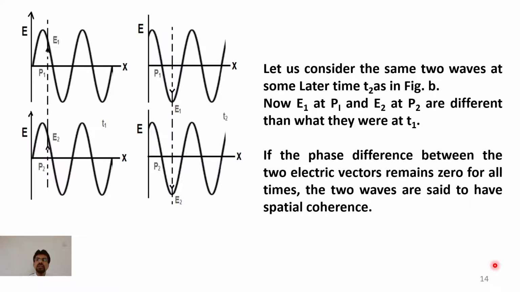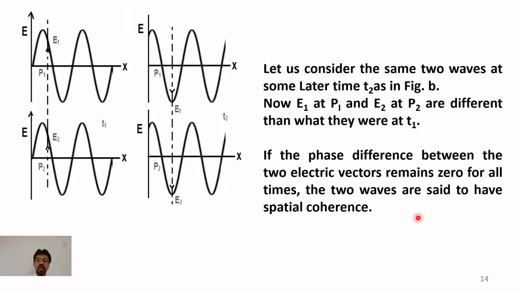Now let us consider the same two waves at some later time, say t2, which is shown in this figure B. Here the electric field vector E1 at the point P1 and E2 at the point P2 are different than they were at t1. That means the points P1 and P2, after some instant, say time t2, are at different positions.